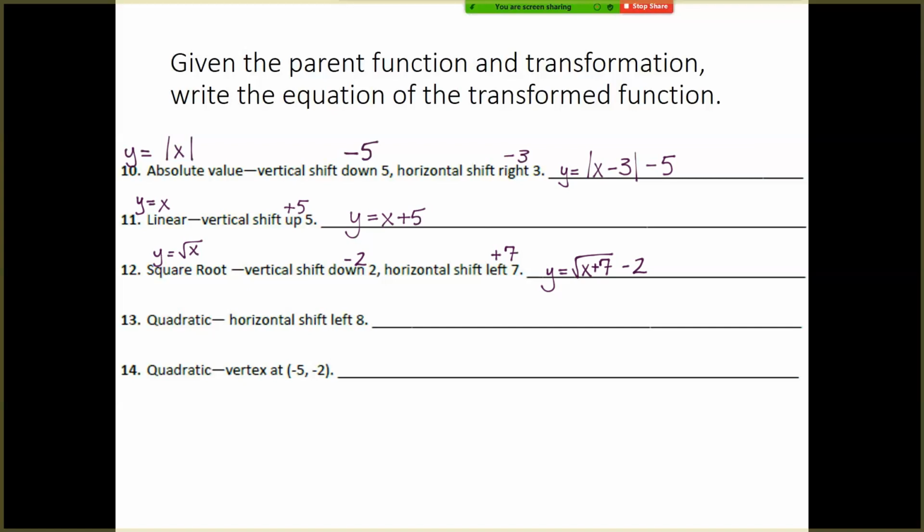Question 13, this time we want a quadratic. A quadratic is just y equals x squared. And in this case, we want a horizontal shift to the left 8. So if I'm going left 8, what am I going to write in my problem? +8 or -8? +8. Will it go in with the variable or out at the end? In with the variable. So if I'm going to write that in with the variable, I'm going to have to use parentheses. X plus 8 in parentheses, then I can write my squared out at the end.